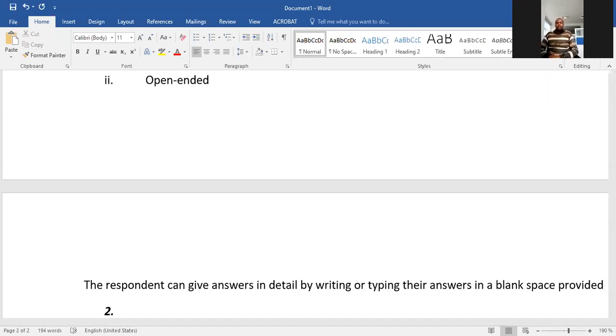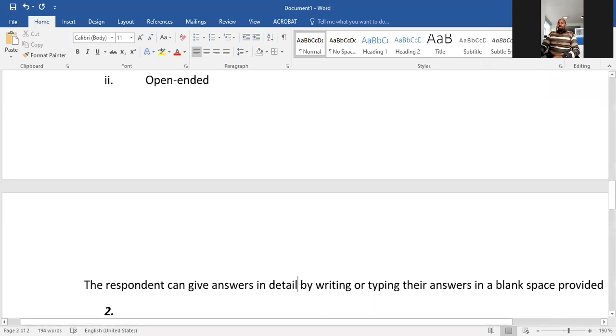Remember the section B questions in the exams that you did. In section B, you were given a question and then you were expected to type your answer in a blank space provided. All right. So that is basically an open-ended question. It's called open-ended because it creates some kind of liberty, where the respondent can actually answer what they feel. All right, they can give details.